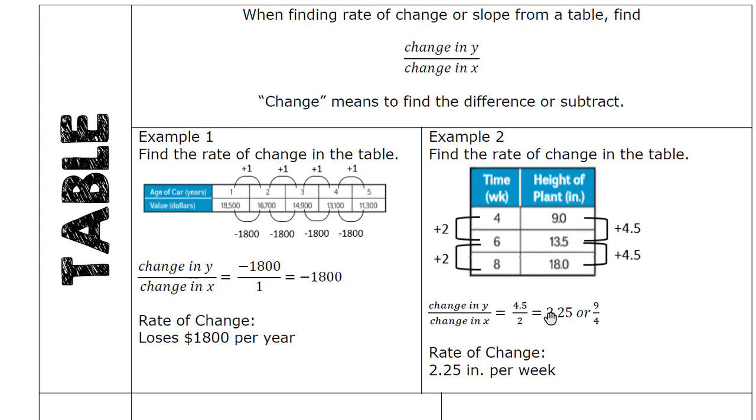If we're talking about how this would make sense, we wouldn't really say 9/4 inch per week. We would use a decimal value here. So my plant is increasing in height 2.25 inches per week. And that's how you find rate of change from a table.